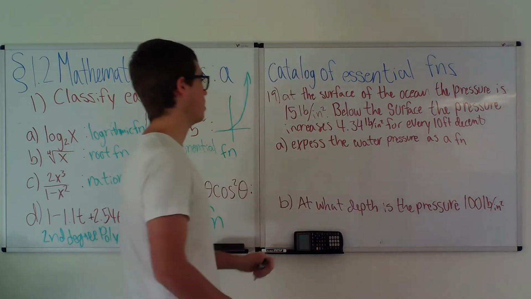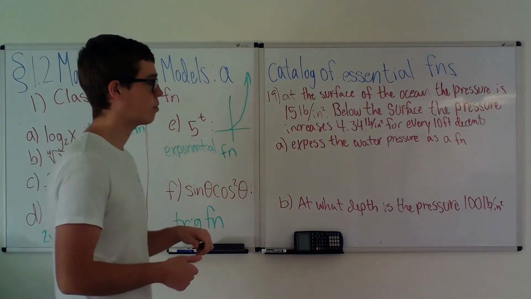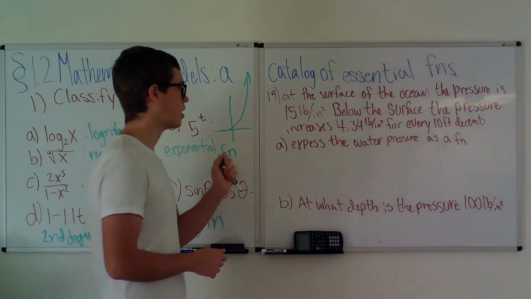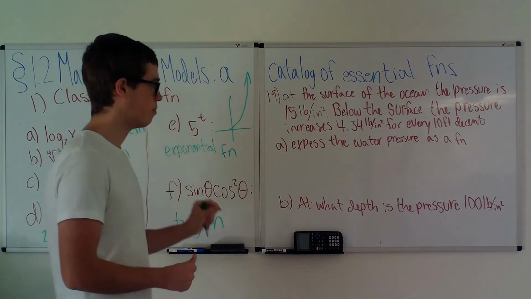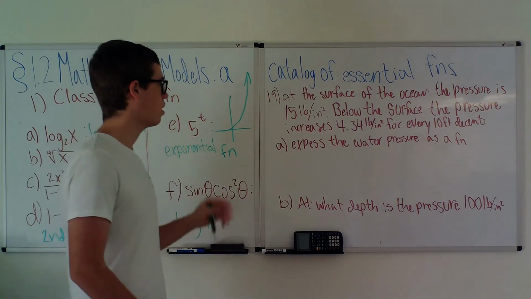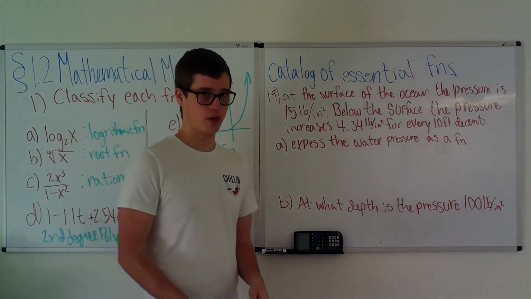Now on to number 19. At the surface of the ocean, the pressure is 15 pounds per inch squared. Below the surface, the pressure increases 4.34 pounds per inch squared for every 10 feet of descent. Part A would like you to express the water pressure as a function.